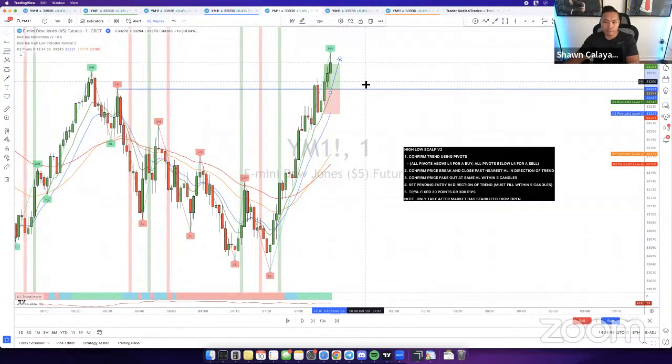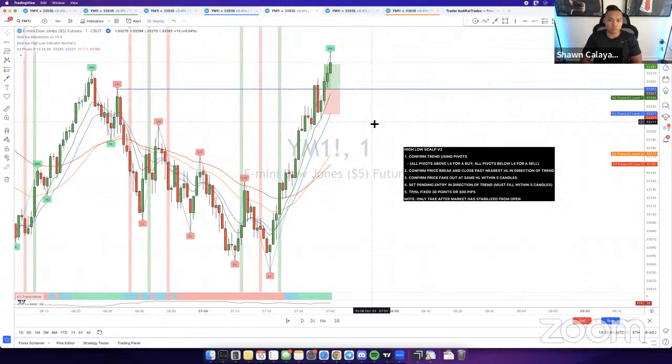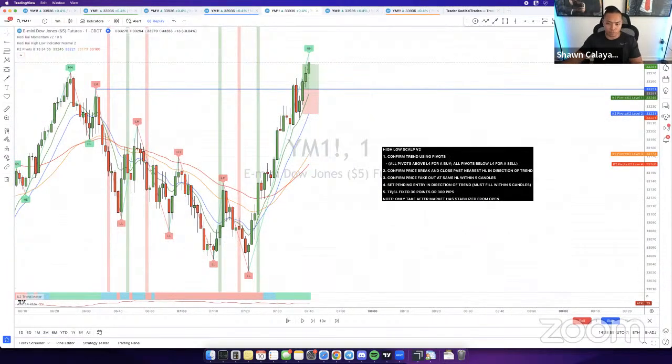So that's an example of the high low scalp V2. If there's any questions, guys, feel free to put them in the chat. I know this is kind of new to a lot of people, so if there's anything that you're confused with, just let me know. Otherwise, I'll try to find another example. But I don't think we took any more entries that week.